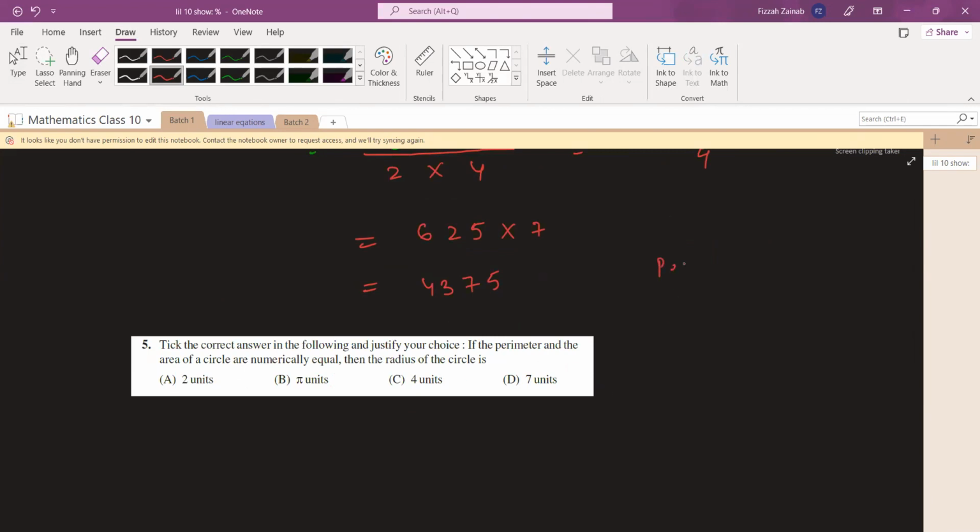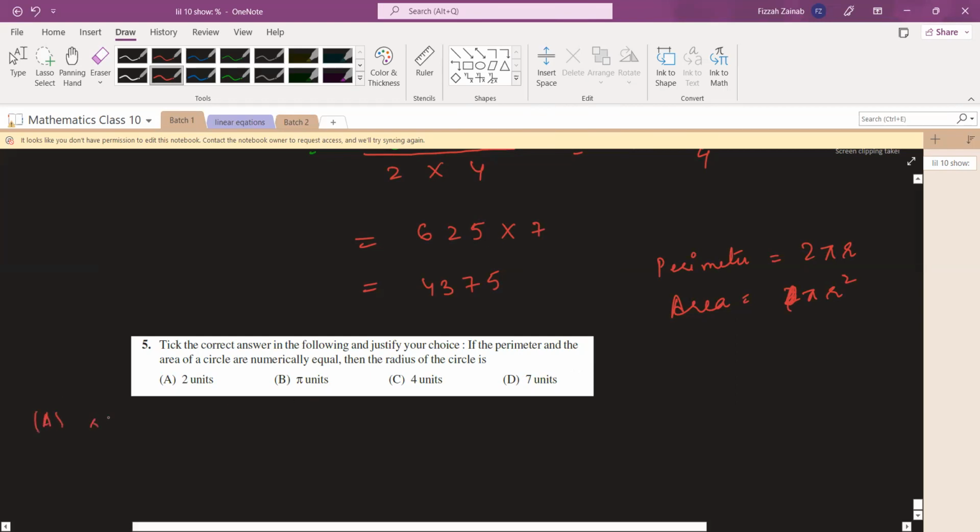Now, what is the formula for the perimeter of a circle? That means circumference, 2 pi r, and area is pi r square. Oh, I'm sorry, pi r square. So you have to check out of these 4 values of r, for which value the perimeter and the area come out to be the same. So one by one, we can do it.